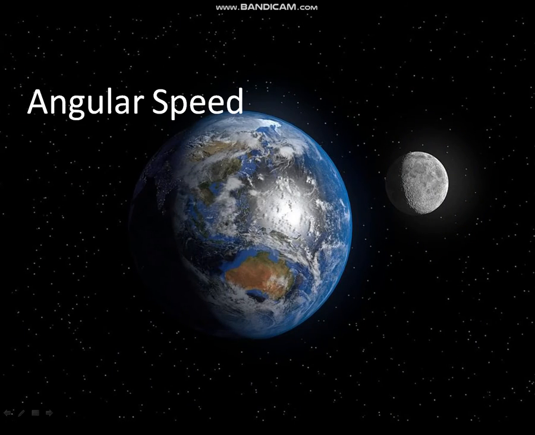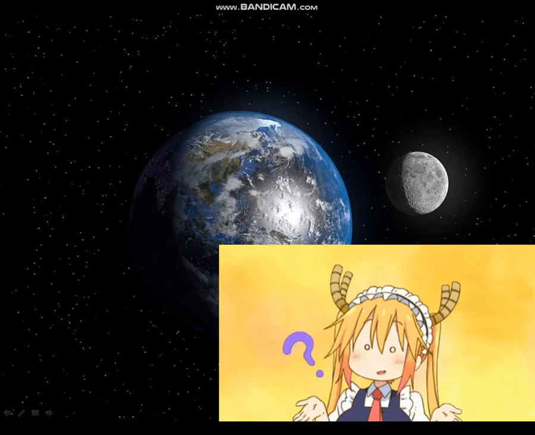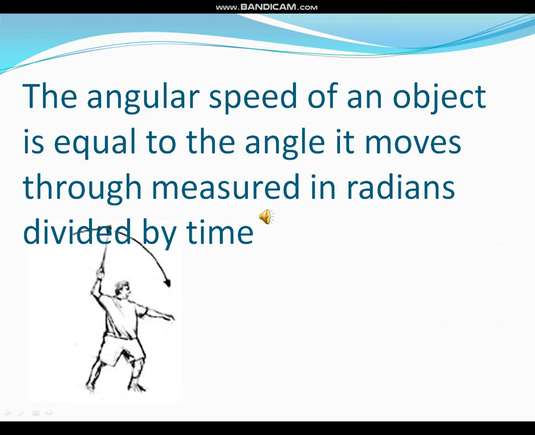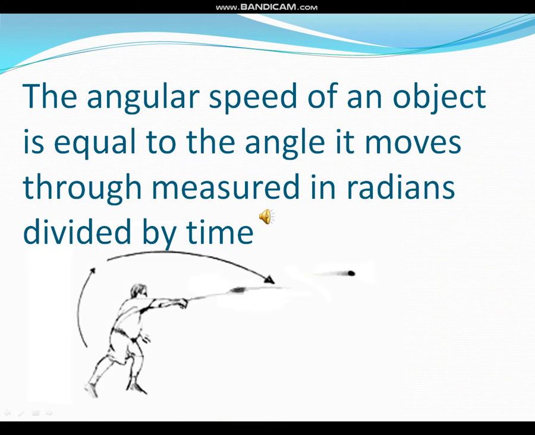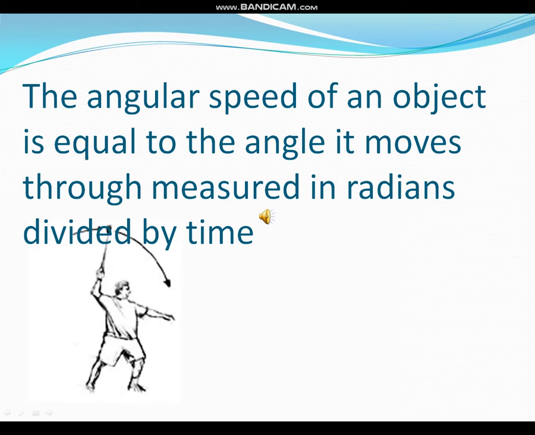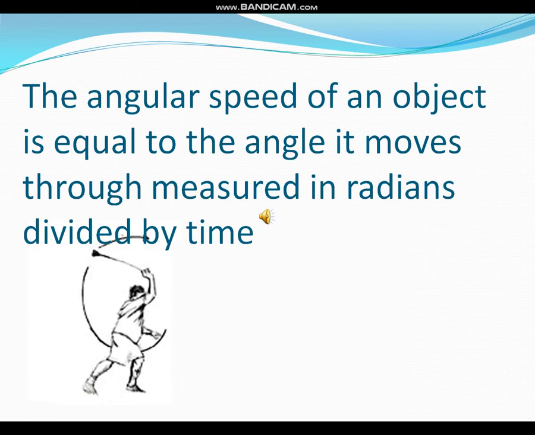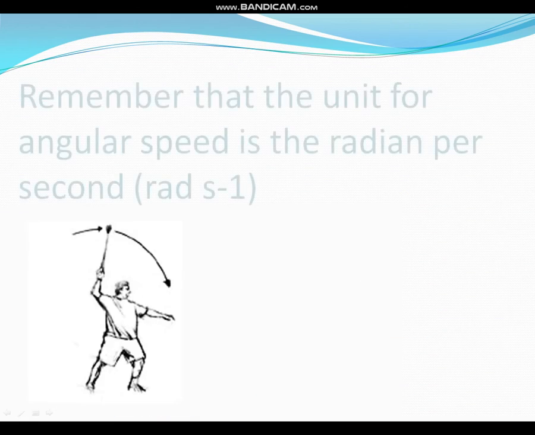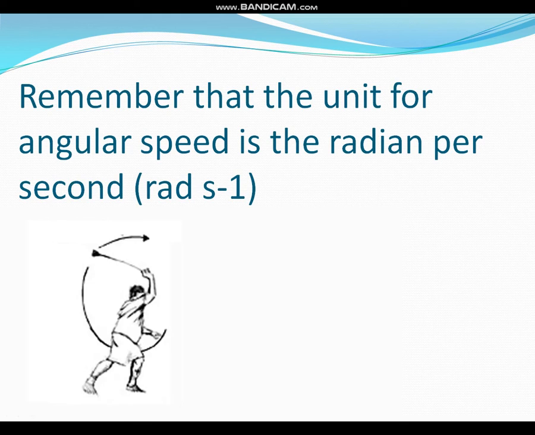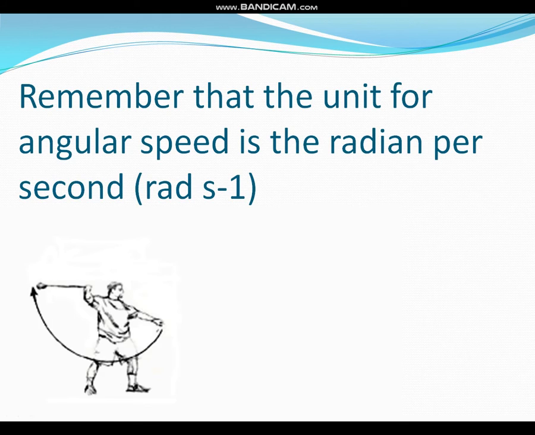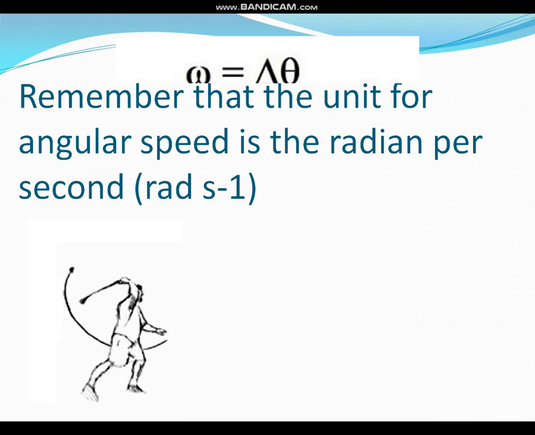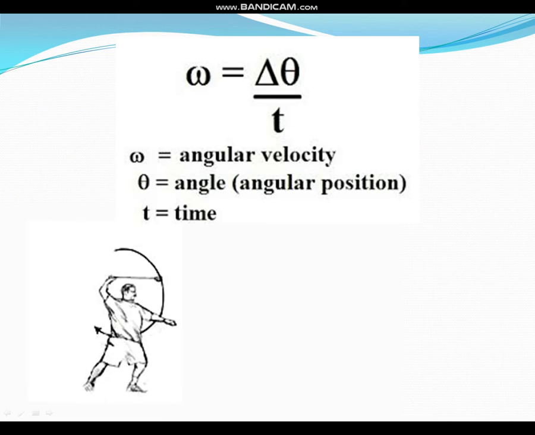Now, we need to know what is the angular speed. The angular speed of an object is equal to the angle it moves through, measured in radians, divided by time. Remember that the unit for angular speed is the radian per second, as shown by the formula.